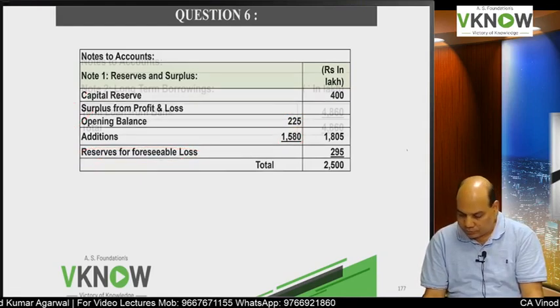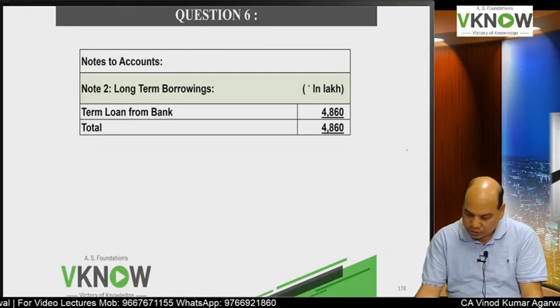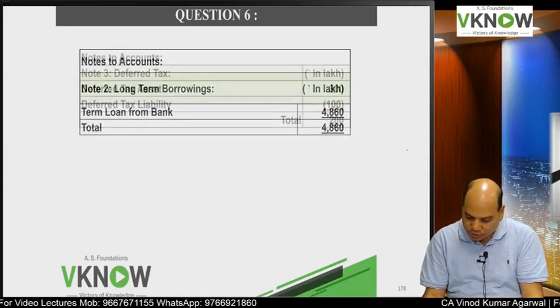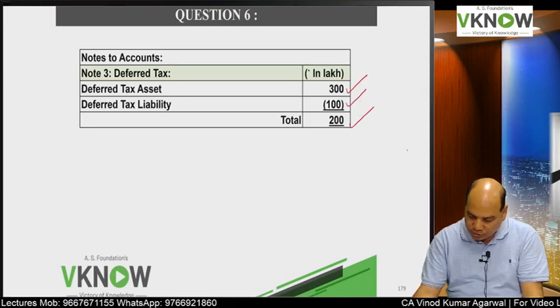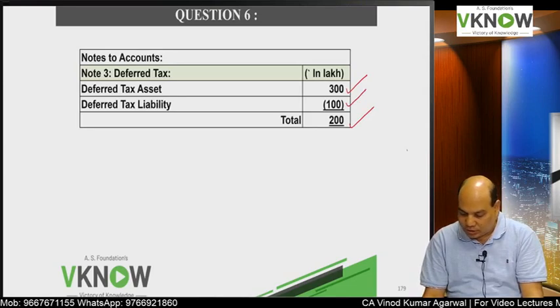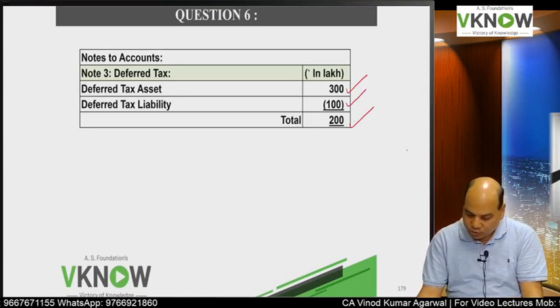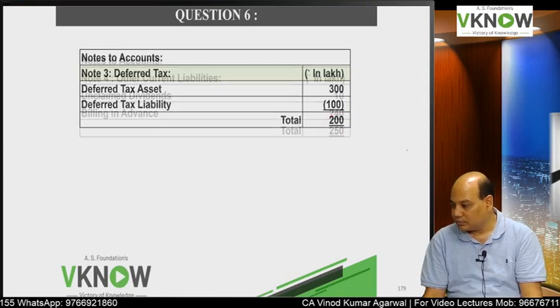So now come to the next line, long-term borrowing. There is a note on long-term borrowing. Total loan from bank is 4860. Then we have deferred tax, unnecessarily given because it's already appearing in the balance sheet. 300 and 100. We are going to present 200 as deferred tax asset.